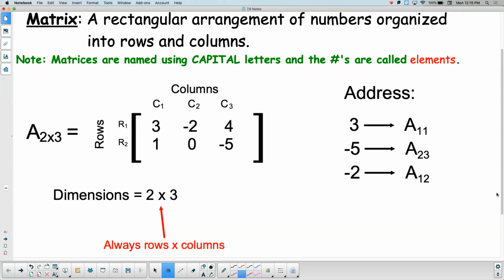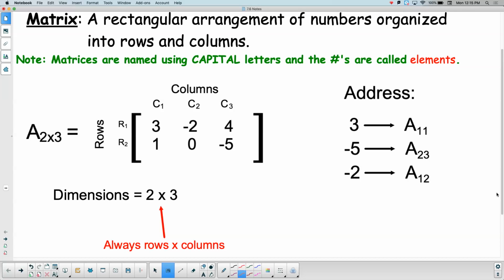A matrix, matrix is the singular, matrices is the plural, can come in different sizes. It always helps to know the size before you share that information with someone else if it's not written. So this week, when I'm talking about matrices, I will first tell you the size of the matrix. And then I will read off the matrix left to right, top to bottom, pausing after each row.